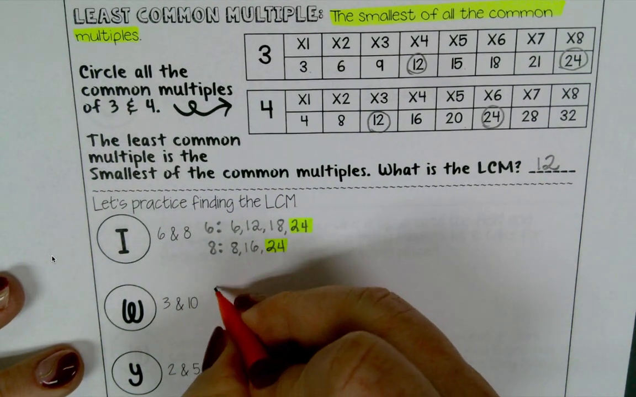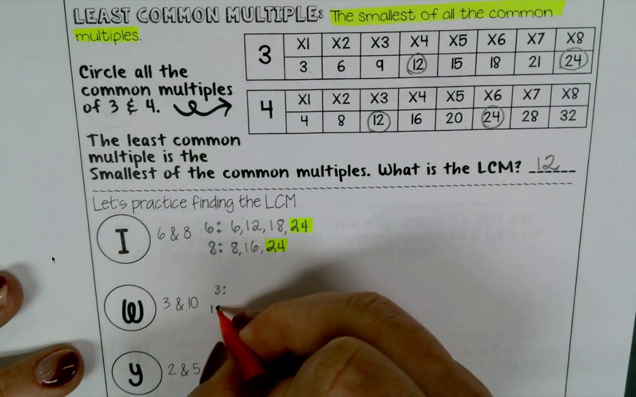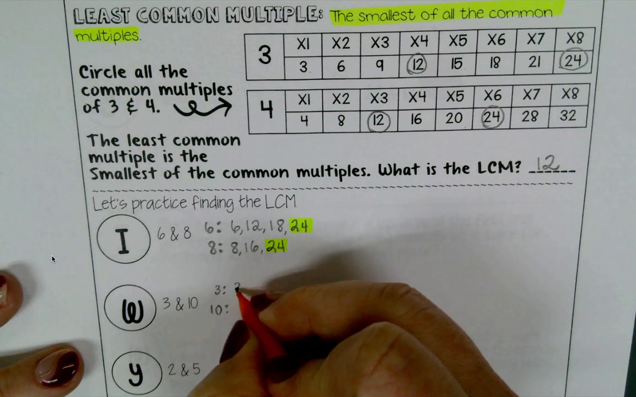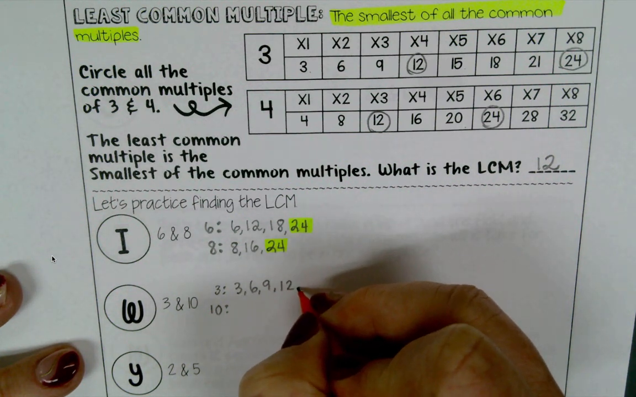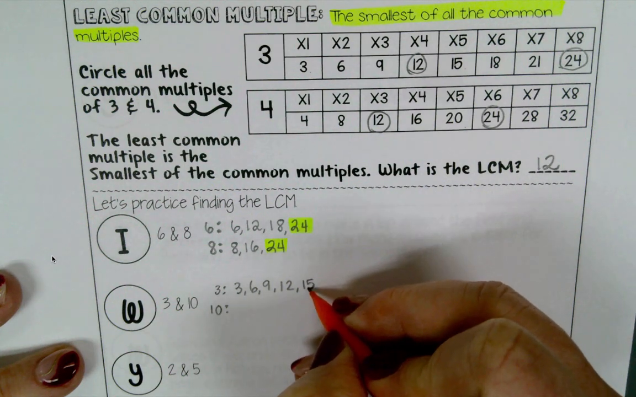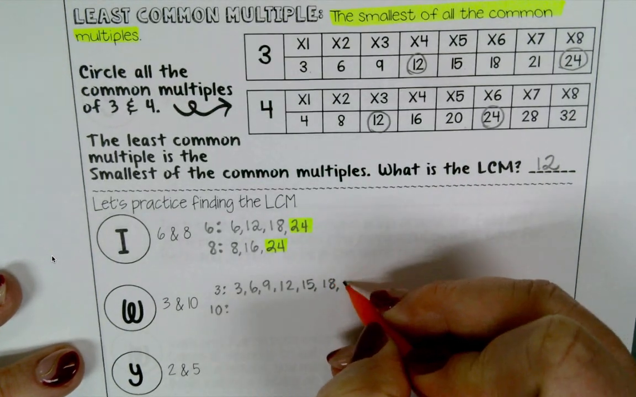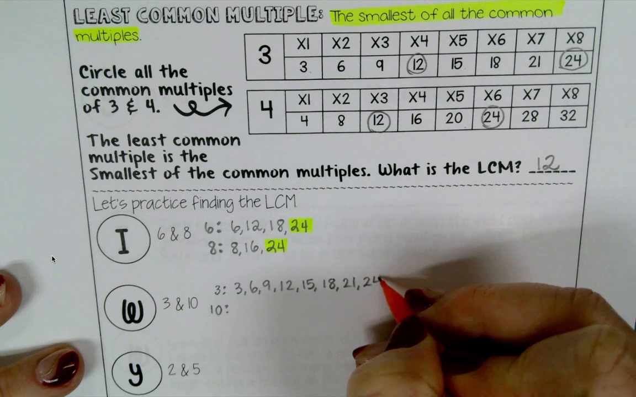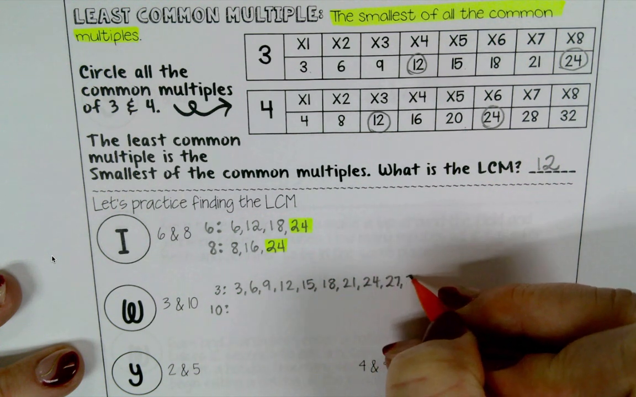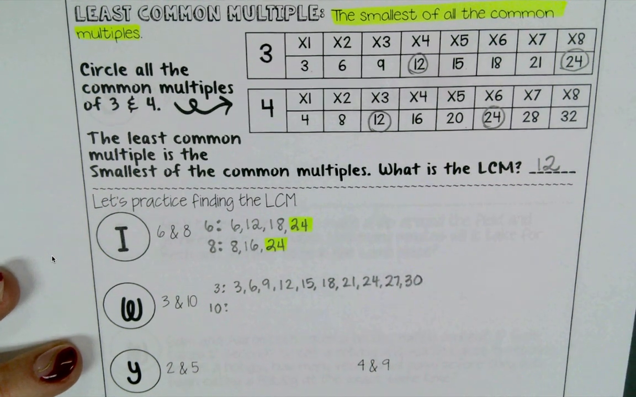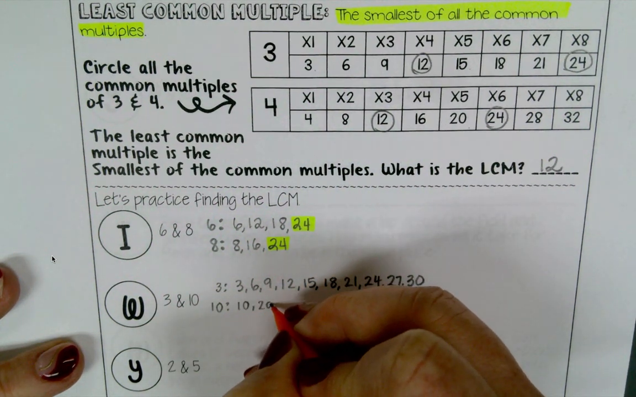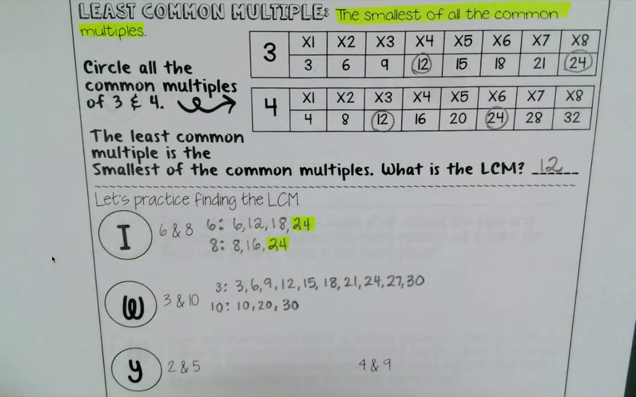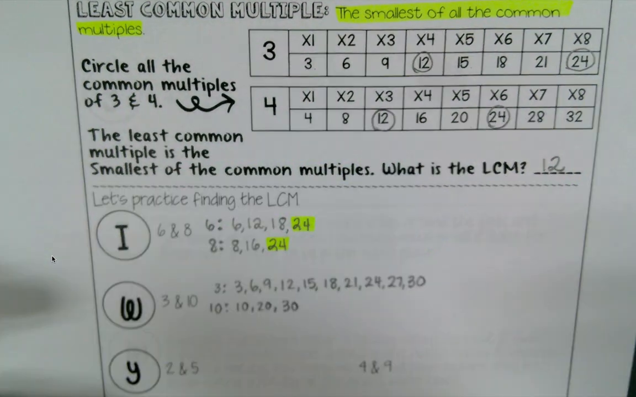So what about this? We do 3 and 10. 3 and 10. So 3, 6, 9, 12, 15, 18, 21, 24, 27, 30. Okay. And then I have 10, 20, 30. So the least common multiple of 3 and 10 is 30.